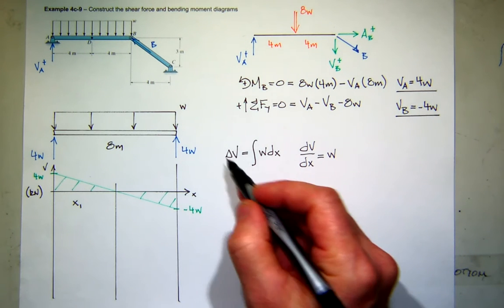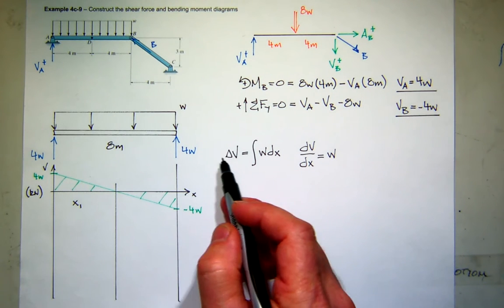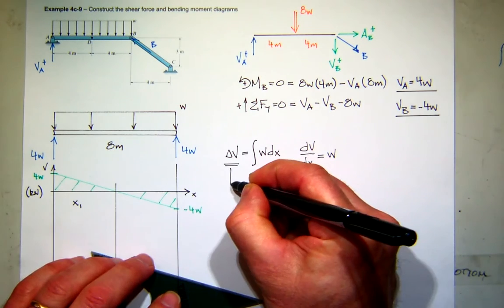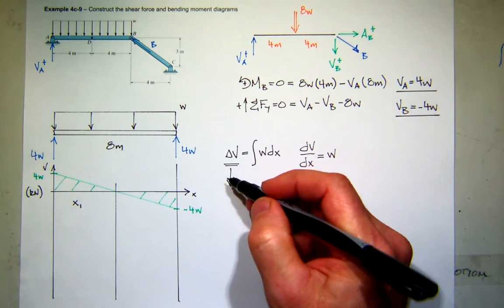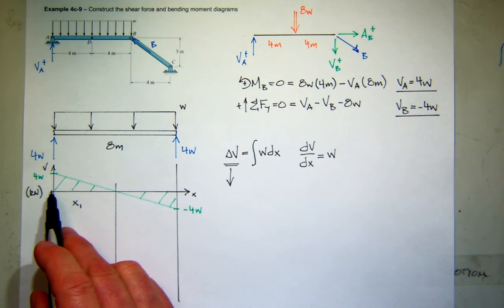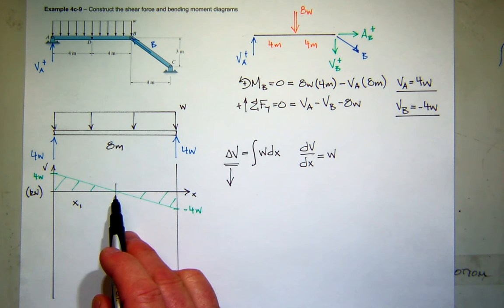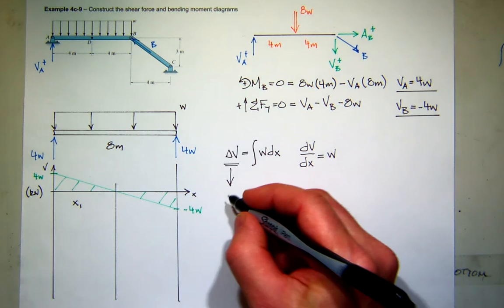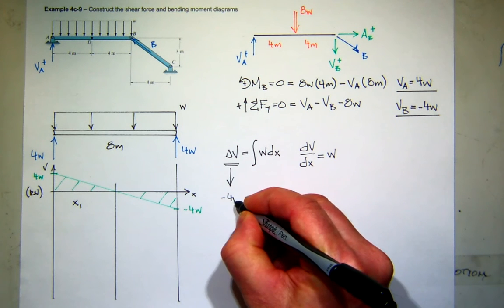Well, we can apply the same thing. So what's the change in moment? Shear. I'm sorry. Change in shear from 0 to x1. We start at 4W and we go to 0. So that change is minus 4W.